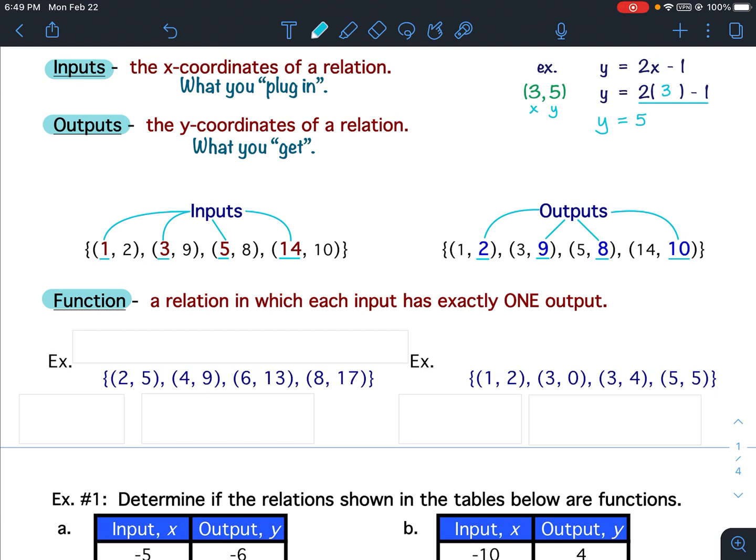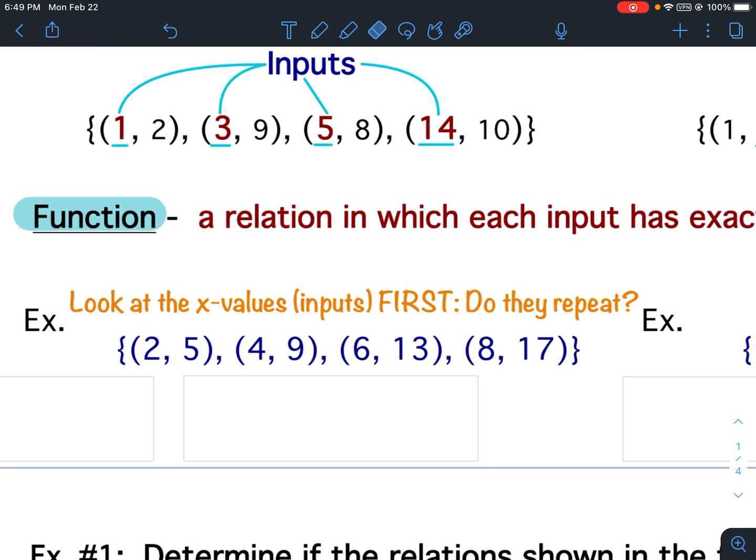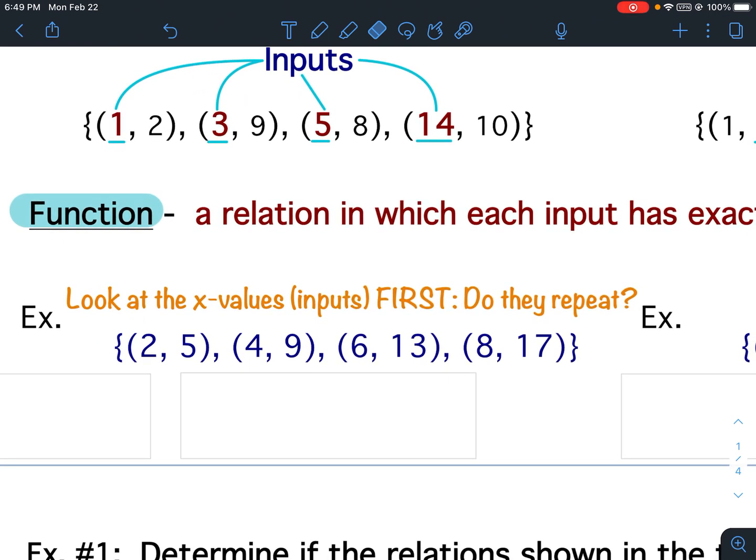Okay, so when determining if it is a function or not a function, the first thing we want to look at are the x-coordinates. Okay, so pause your video and get that written down. So the first thing you want to look at are the x values, or your inputs. So look at the x values first, and you want to see, do they repeat?